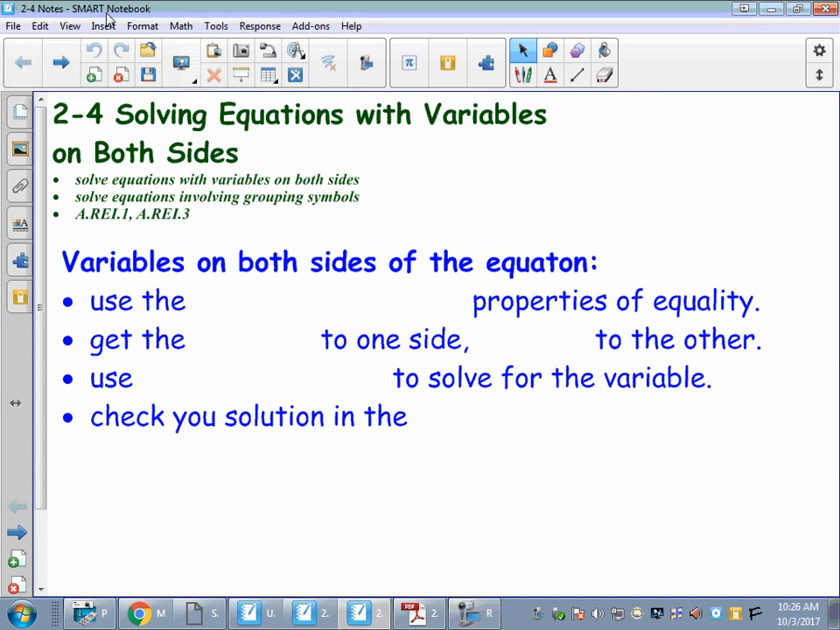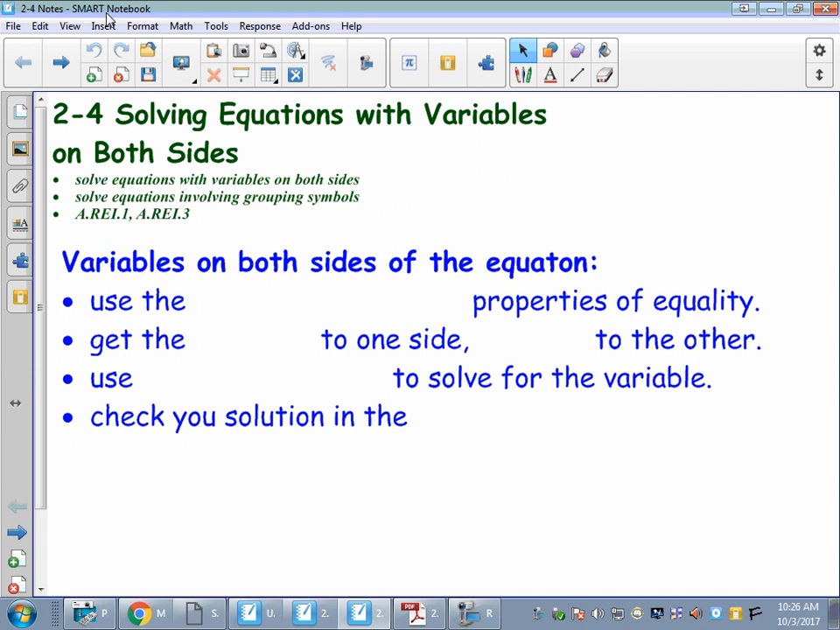These are your 2-4 notes on solving equations. Again, this time when we solve these equations, we're going to have variables on both sides, and we might have to clean up the equation before solving. So something like a distributive property or combining like terms might be involved.